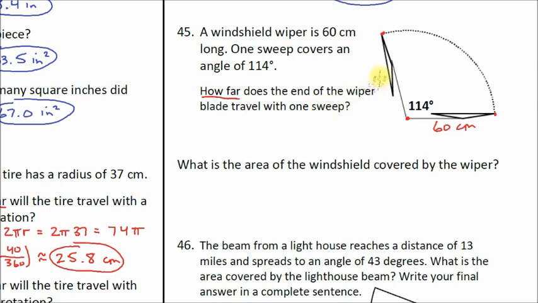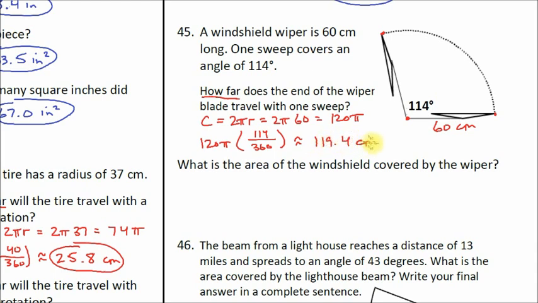Alright, so we're looking at arc length. That means we have to find the circumference first. Circumference equals 2 pi r, which is 2 pi times 60, which is 120 pi. And now we're going to take our whole circumference and multiply it by how much of the circumference we want. We want 114 degrees out of a total of the whole circle, which is 360 degrees. And that's going to get you approximately 119.4 centimeters. How far means arc length.